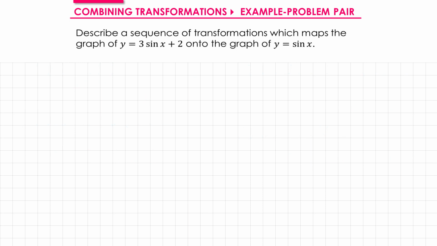Okay, here's how I got my solution. In our function here, we've got 3 sin x plus 2. First of all, I'll deal with the plus 2. To undo a plus 2, I need to translate 2 units in the negative y direction. Let's apply that transformation. I need to replace y by y plus 2. Subtracting 2 from both sides gives me y equals 3 sin x.